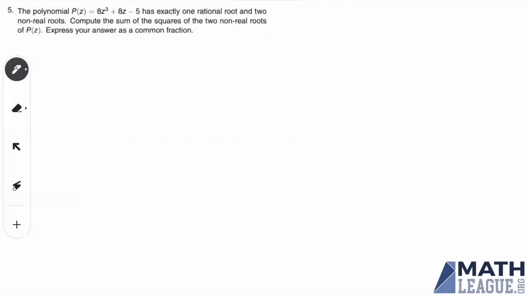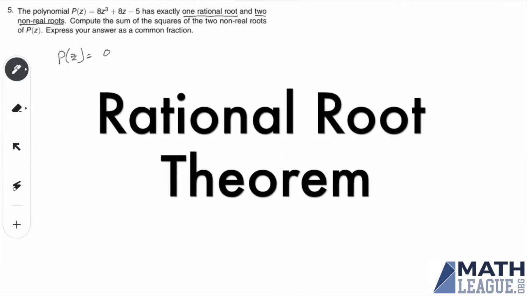All right, so here we're given the clue that there's one rational root and then two non-real roots. Presumably from a quadratic, if you have the quadratic formula, if it's non-real, it's going to be complex. There's going to be an imaginary part in there. We've got to find this one rational root, and we can do this via the rational root theorem.